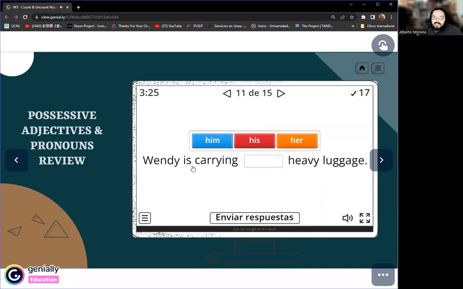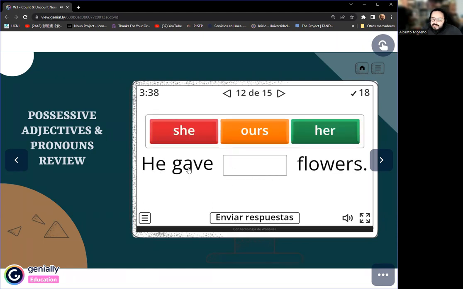Okay. Wendy is carrying her heavy luggage. Her, porque es de ella. Okay. Her heavy luggage. He gave her flowers. Very good.